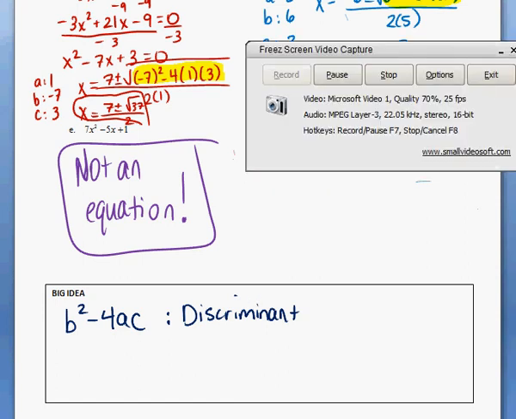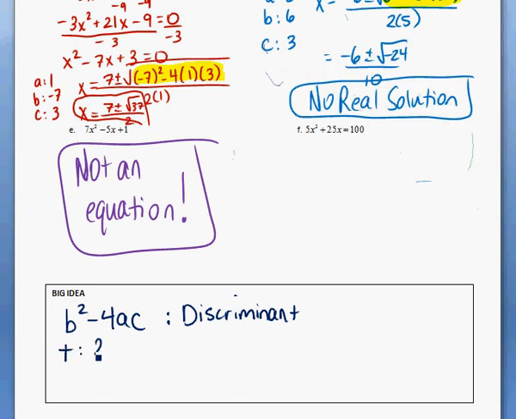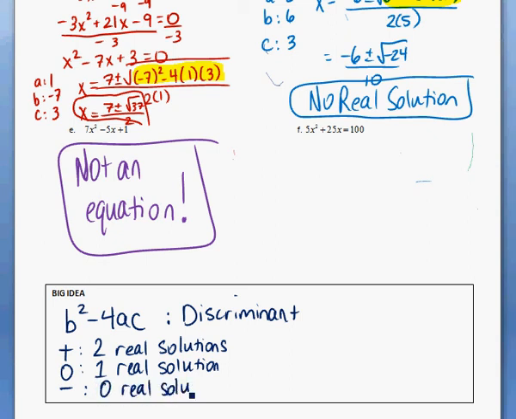When our discriminant was positive, there were 2 real solutions. When our discriminant was 0, there was 1 real solution. And when our discriminant was negative, we got a negative number under the square root. There were no real solutions. Keep that in mind as you're solving quadratic equations using the quadratic formula.